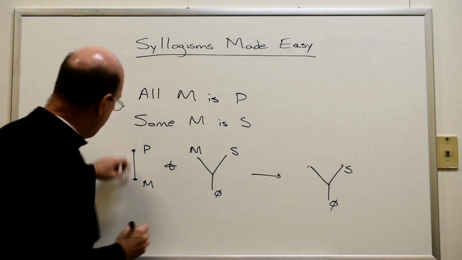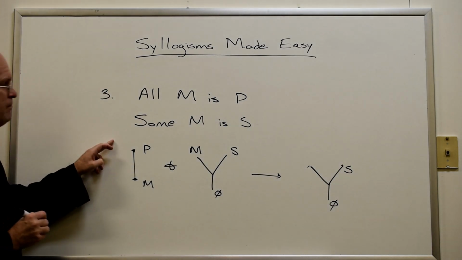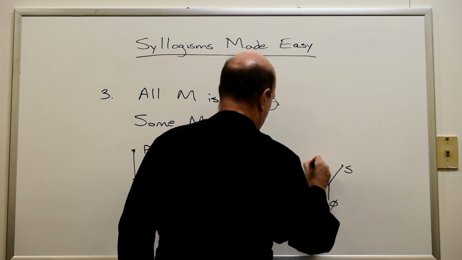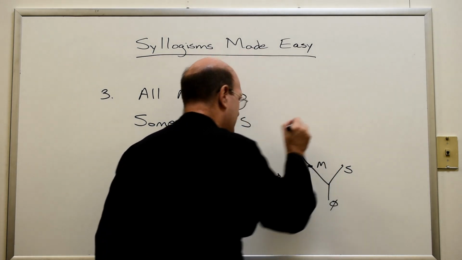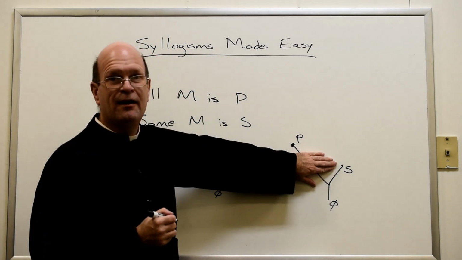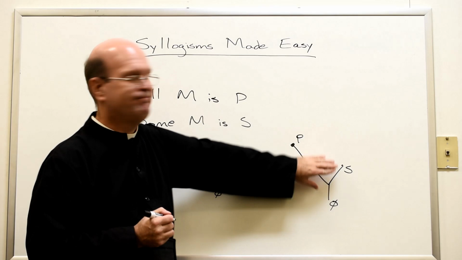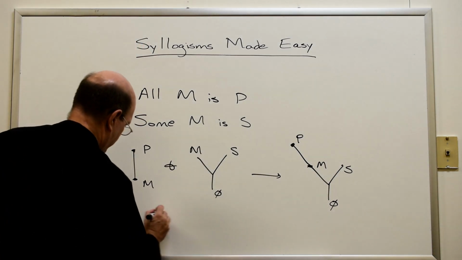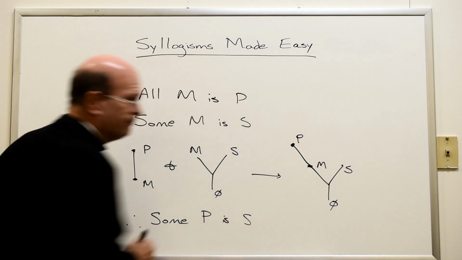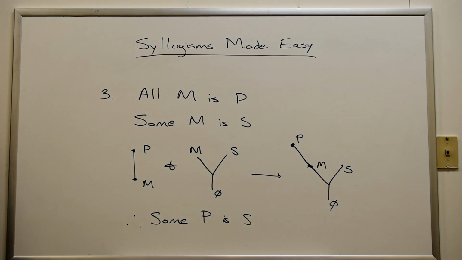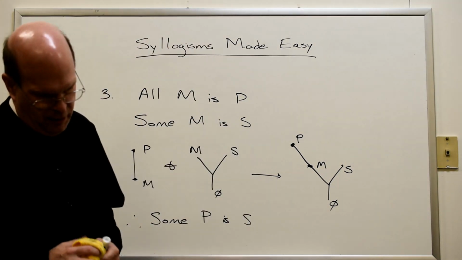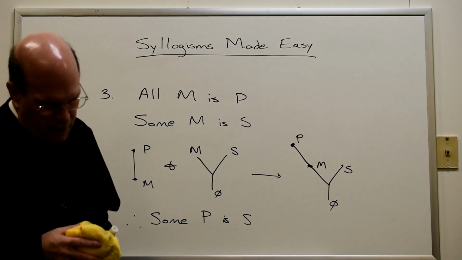And again, P has to be above M. So the only place that it can go is up over here. And voila, look at that diagram right there. What is that? Some P is S. Therefore, some P is S. Okay? So it all becomes very, very straightforward.